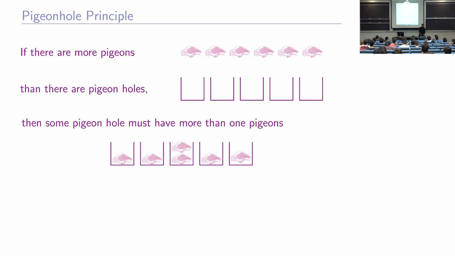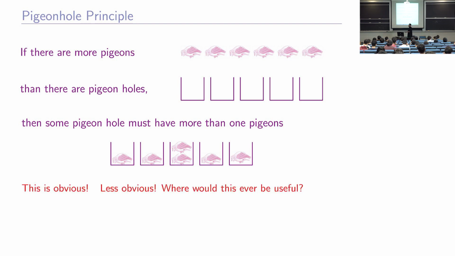If I allocate 7 people to a 6-room hostel, somebody gets a shared room, right? There cannot be a one-to-one function. Make sense? That's the Pigeonhole Principle. Very, very simple statement. I'm going to build a lot on this, and you will see many other examples in the course. It's very obvious, right? What is not obvious is where it would be useful. Where would we actually make use of this, right?